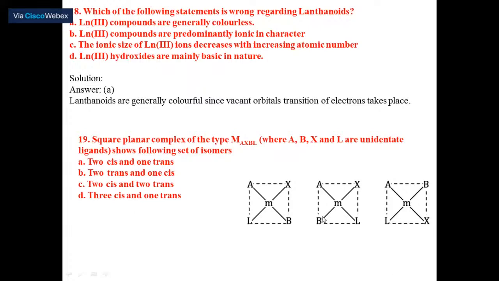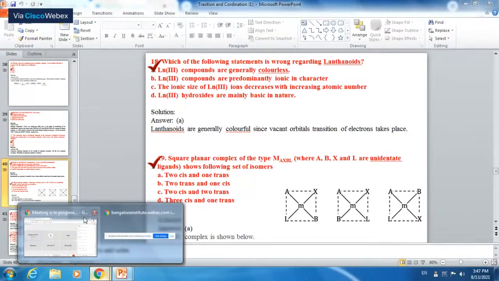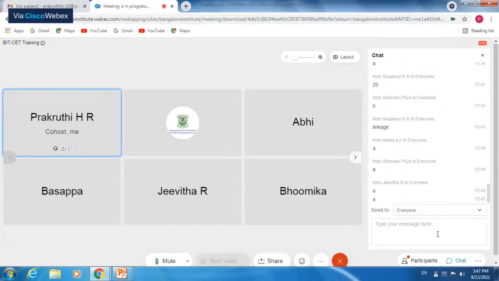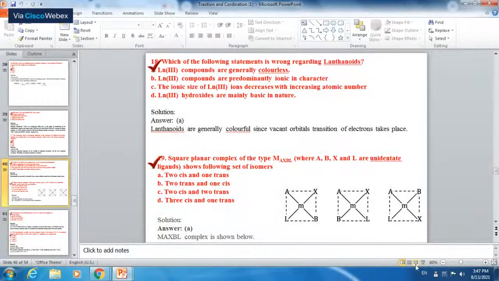What is the answer for this? What is the answer for this, students? Yes, Jivita, Shravani, Veena, Saujanya, what is the answer? Yes, you're telling A. Let's see what is the answer for this.